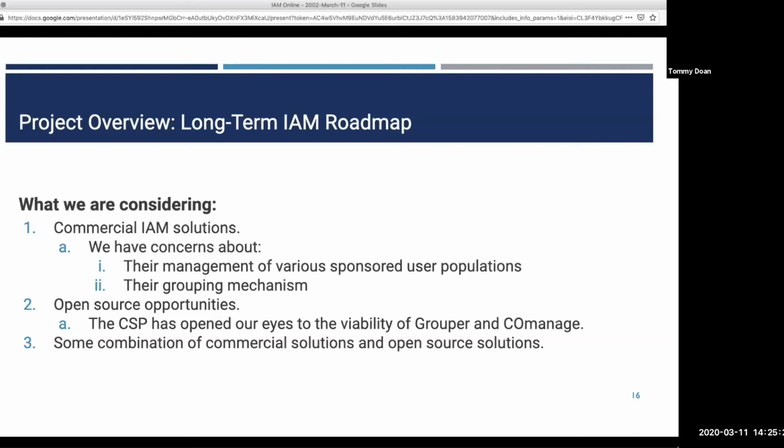So that brings us to the open source opportunities, and this is what attracted us to the CSP program. Our eyes were opened to the TAP components going through this program, especially the maturity, the capabilities, and the adoption of the TAP components has been quite impressive. And so we definitely have those opportunities listed here as an option. And then the third option would be some combination of commercial solutions and open source solutions.